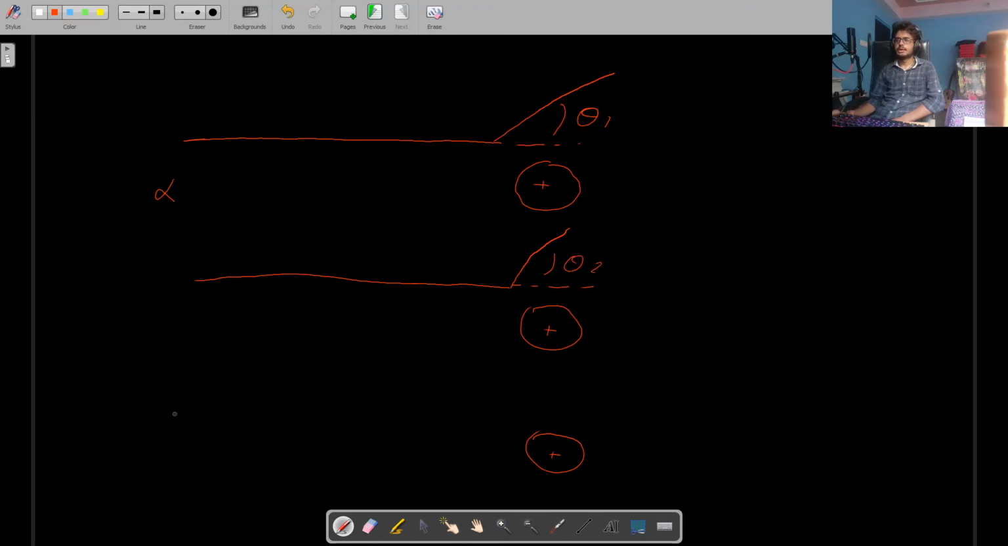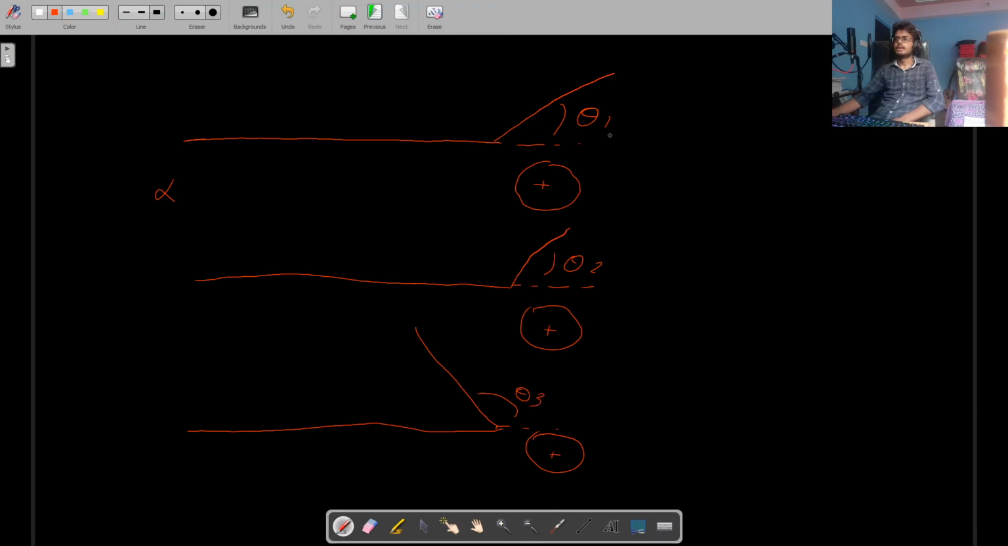Now I assume an alpha particle that is coming in this direction. Because of the positive nucleus, it gets deflected to some angle here. Let us say this is theta 1. There is another alpha particle coming with respect to another positive nucleus, and it is deflected in this direction with another angle, theta 2. Similarly, I have another alpha particle coming here, and it is deflected completely backwards. This angle is theta 3.